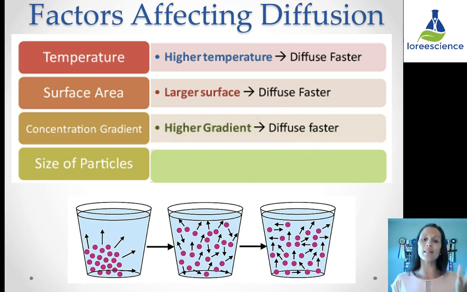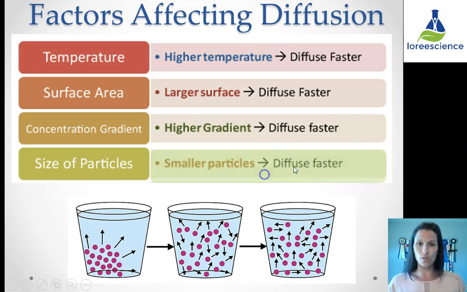So if you took a glass of water and you put in a spoonful of sugar, right? You have a lot of sugar in that spoonful, that's a high concentration, and there's none in that glass to start. So that diffusion is going to happen really quickly. Whereas if you already had some sugar in that cup and then you added more sugar, the diffusion gradient is not as large, so it won't happen as quickly.